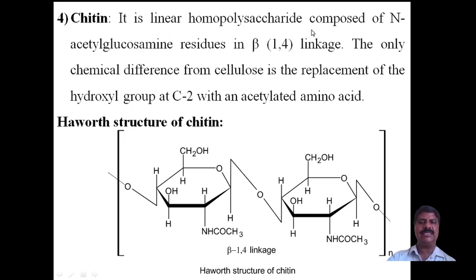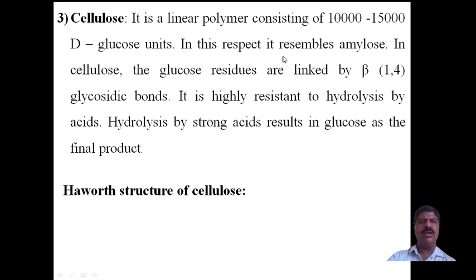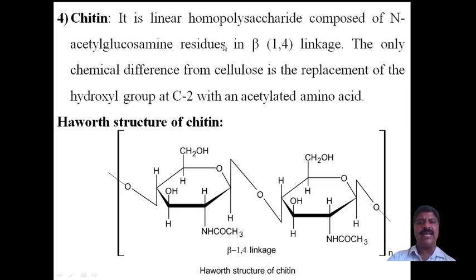It is a linear structure in which beta 1,4 linkage takes place. The chemical difference from cellulose is the replacement of the hydroxyl group at the C2 position with an acetylated amino group. This is the only difference, because cellulose has a beta 1,4 linkage, and chitin also has a beta 1,4 linkage.